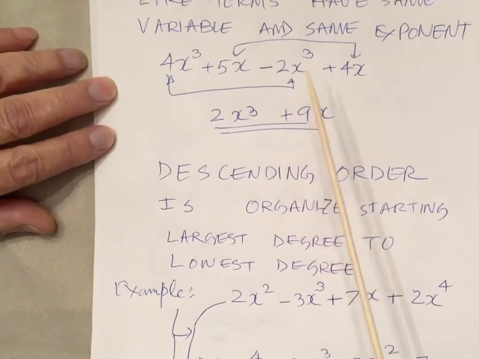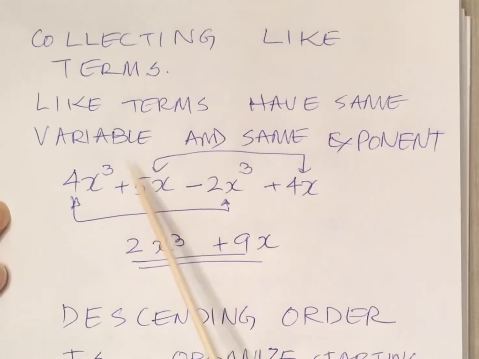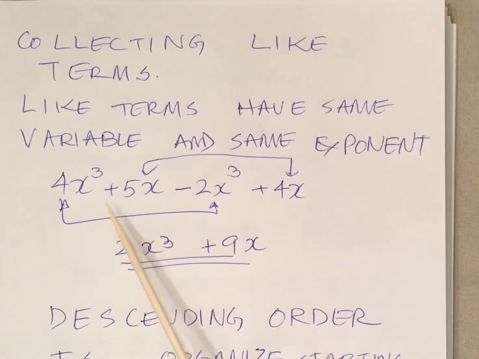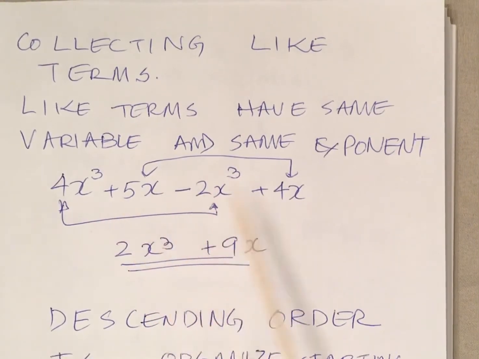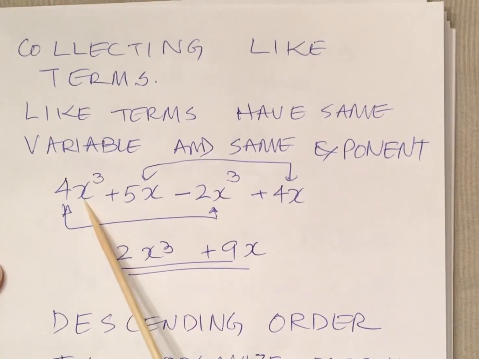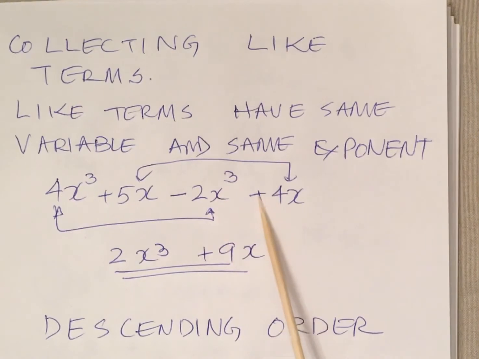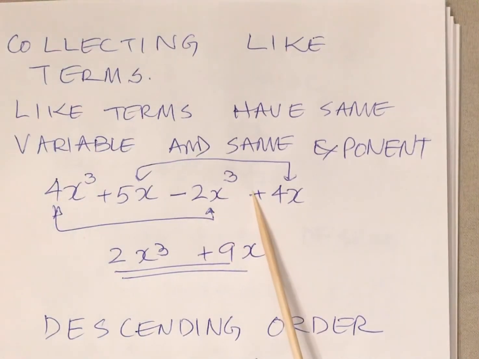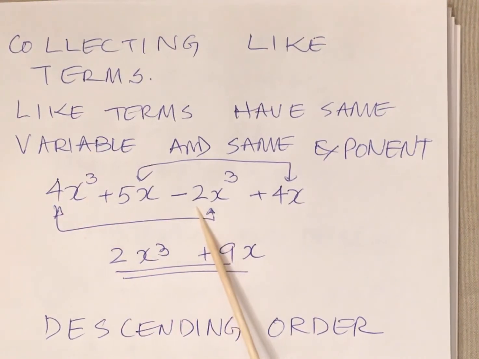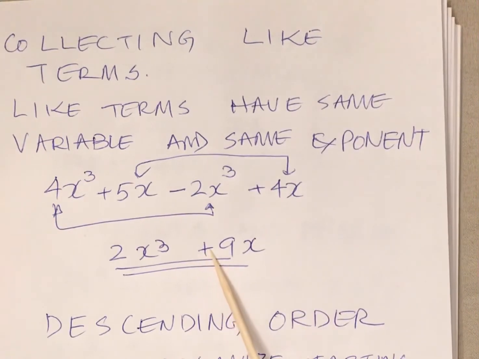Next one, we're moving into collecting the like terms. The like terms have to have the same variable and same power. So you can combine cube with cube, square with square, x with x. Say for example, we have here 4x cubed plus 5x minus 2x cubed plus 4x. So 4x cubed, take away 2x cubed is 2x cubed, 5x and 4x will be 9x.